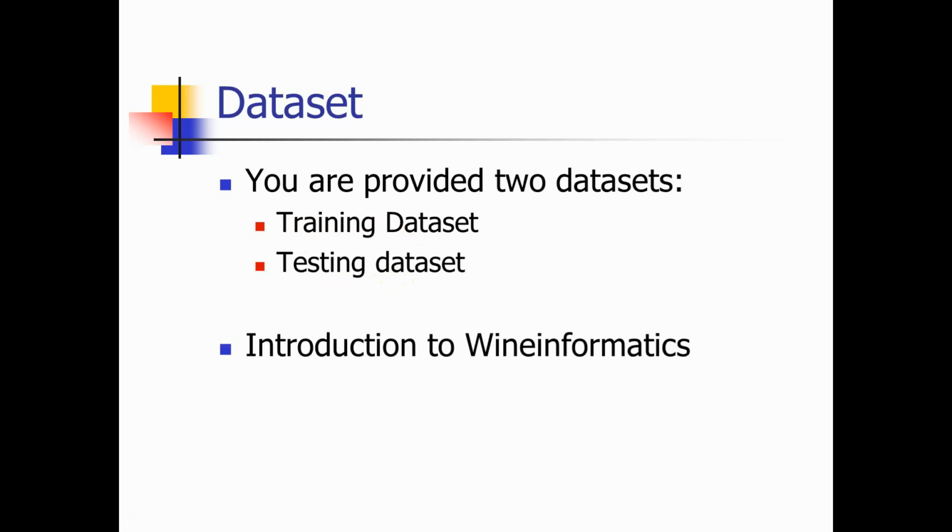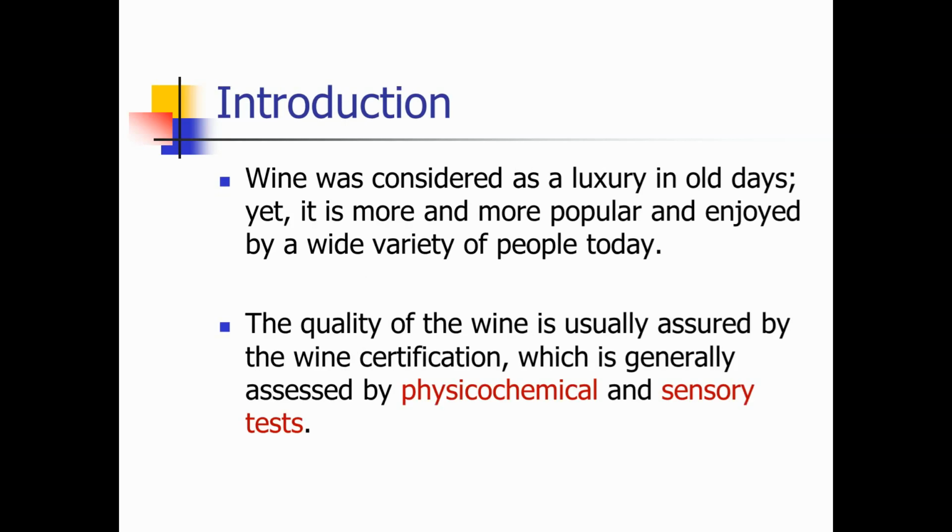Since this is the data that I am using in my research, I need to let you guys know a little bit about my research area. The area is what we call wine informatics. Wine was considered a luxury in old days. However, today it is much more affordable to the public. The quality of the wine is usually assured by wine certifications, which are generally assessed by 2 different things. One is what we call the physicochemical data. The other one is called the sensory tests.